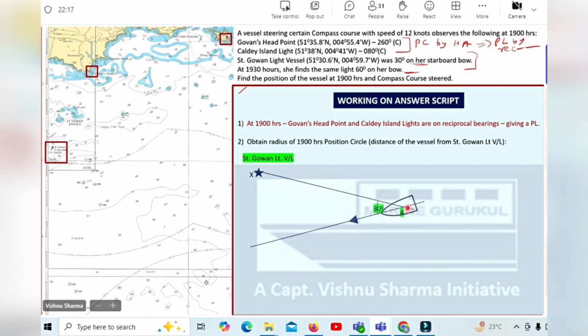After 30 minutes, that is 1930, this Saint Govan is 60 degrees on the starboard bow. Let us say it reaches point B, where now it is 60 degrees on the starboard bow. Everybody's understood up to this point, guys? So I've just plotted some CTS, which I do not know, but then it will be 30 degrees on the starboard bow and then it will be 60 degrees on the starboard bow. Am I right, guys?